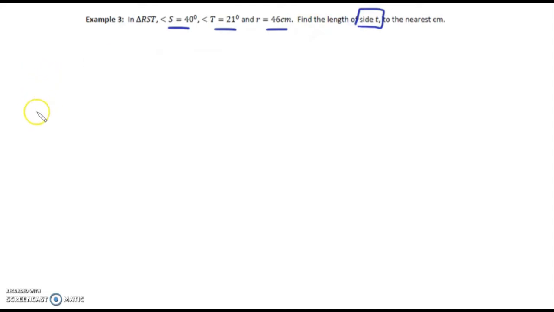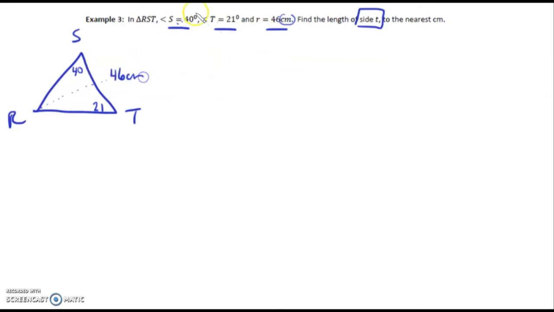Okay, so I'm going to just draw RST, and I draw everyone, they all look like equilaterals, even though they're not, but they're all going to look the same. RST, okay, angle S is 40, angle T is 21, notice the uppercase, okay, lowercase r is 46, so lowercase is going to be a side length, also centimeters gives it away as well, side length. Degrees gives away that it's an angle.